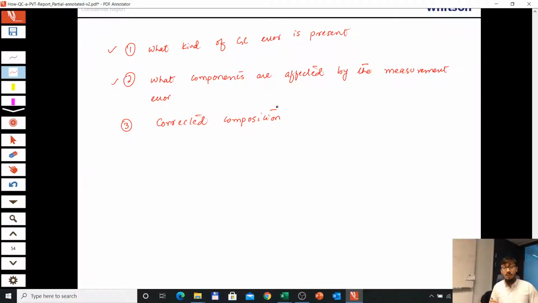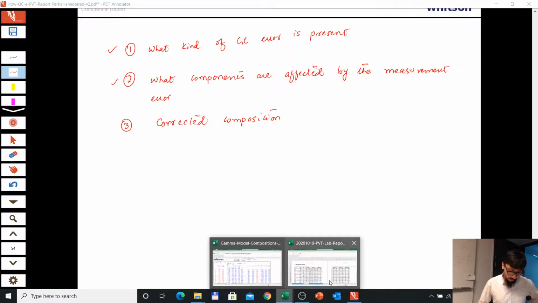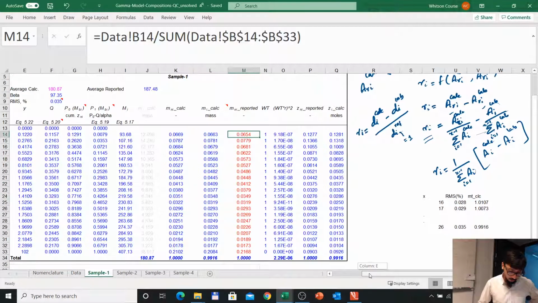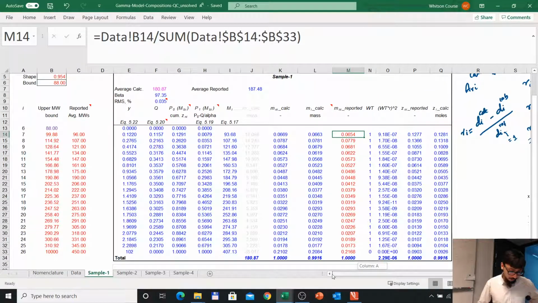Okay, now the third question is: we have found the error, we have found where the error actually is. Can we find a corrected composition? Can we correct those compositions once we have found the errors? That's something we can try in this exercise here. So the question is, can we find the corrected composition?